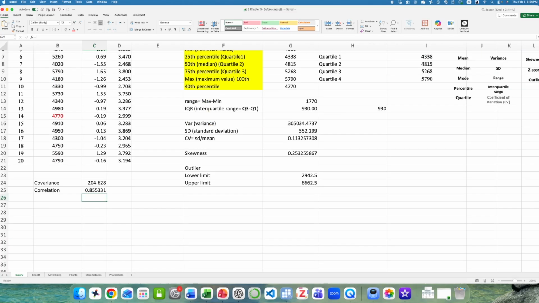In summary, location tells us the center, dispersion tells us the spread of the data, shape tells us how data is distributed. Are they symmetric, asymmetric, or is there any unusual values? And association, including covariance and correlation, shows the relationship between the variables. Using Excel, all these measures can be computed in seconds, helping you summarize and interpret real-world data.